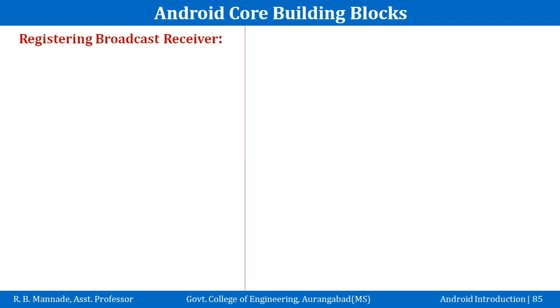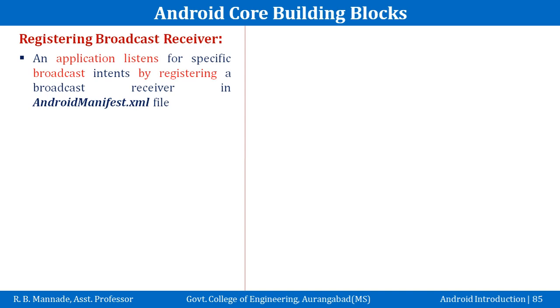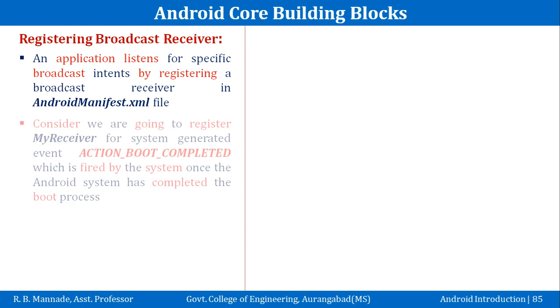After creating our broadcast receiver class and implementing the onReceive method, the next step is to register the broadcast receiver in the .xml file. An application listens for specific broadcast intents. Broadcast intents are also called broadcast messages or broadcasted events. An application listens for specific broadcast intents by registering a broadcast receiver in the AndroidManifest.xml file.